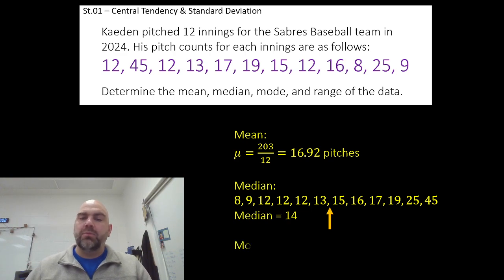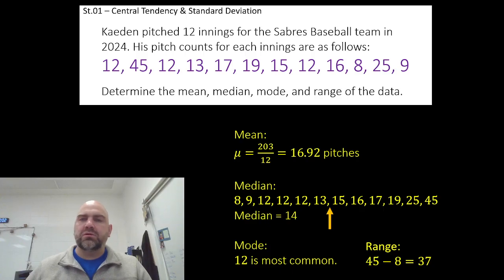The next one is the mode. The mode is the most common number, and it really does help to have them organized from least to greatest, like we did with the median, in order to find this. In this case, the only one that is repeated is 12, so that one is the most common. And lastly, the range is from the highest to the lowest, so we subtract those two, and we have a range of 37 in this data set.